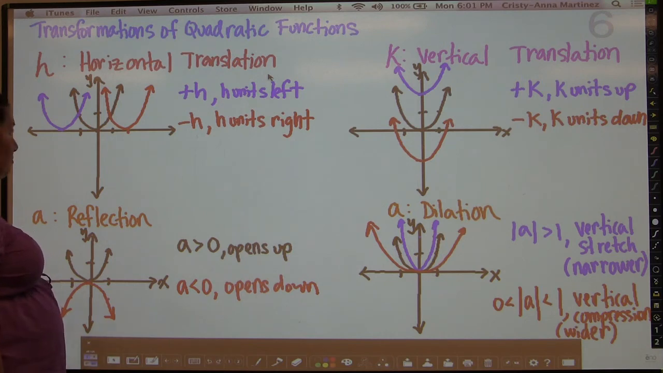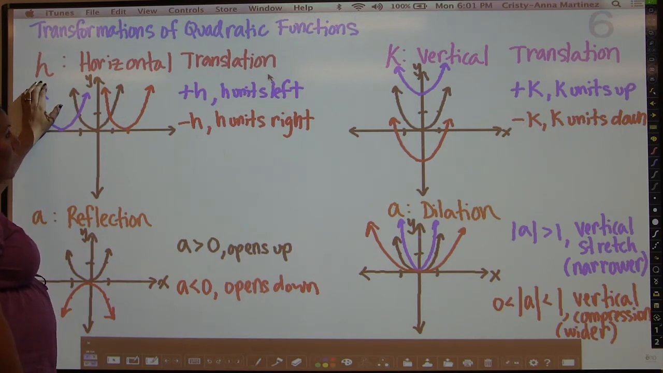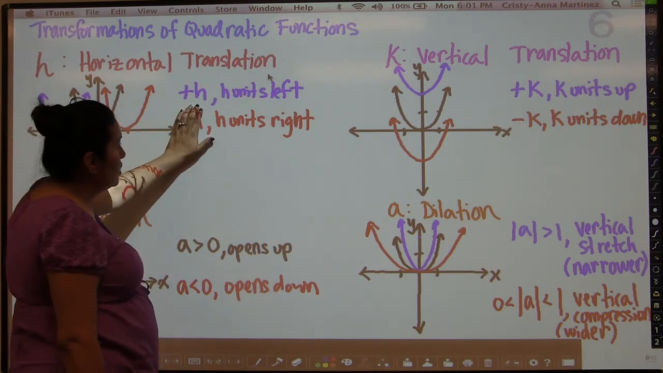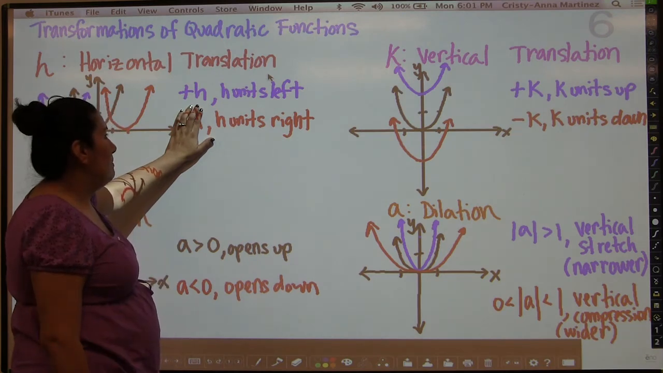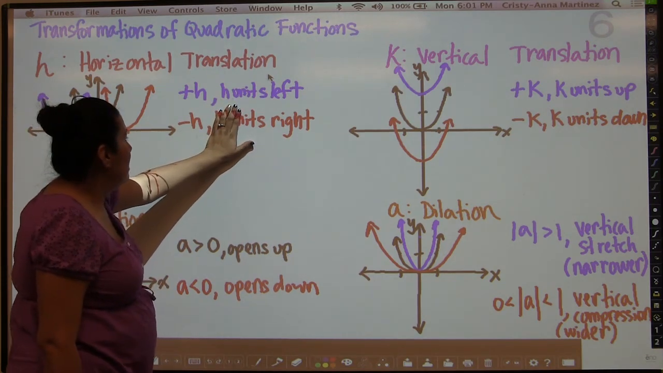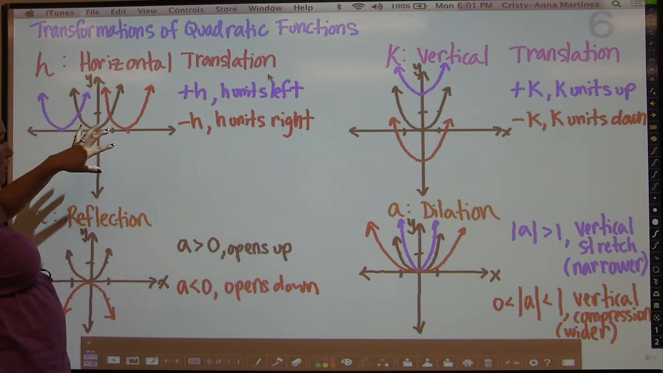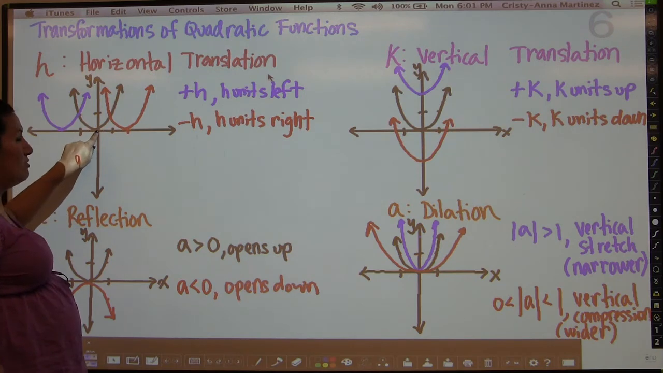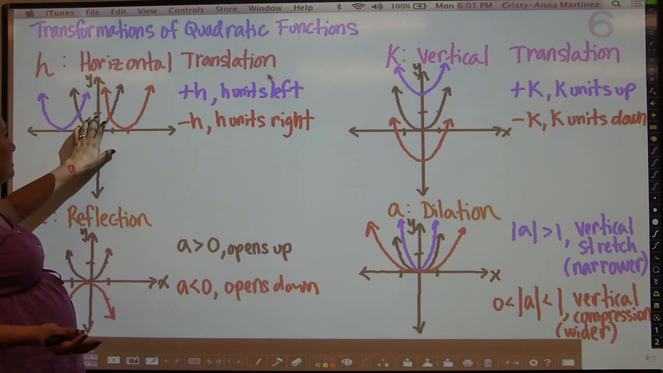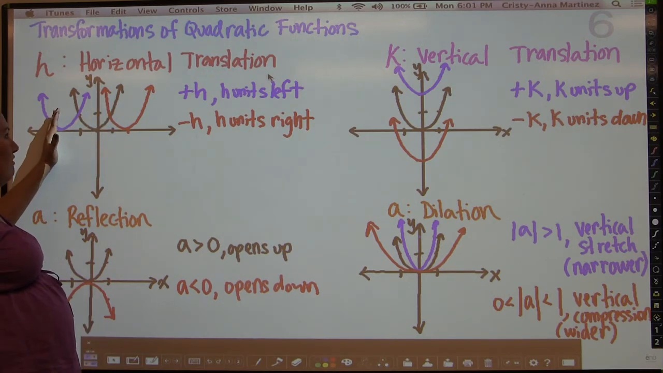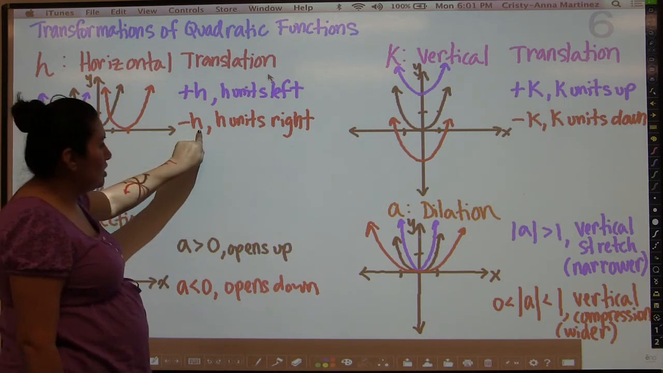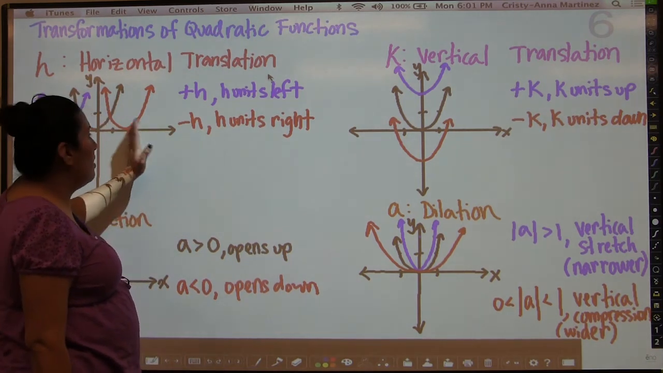So, first of all, we have the horizontal translation, and that is determined by the letter H in the vertex form. And so basically, if you have a plus H in the parentheses, then that means that you're going to go H units to the left, and that's color coordinated here. The black graph represents the parent graph, the original graph, and when you move it to the left, it's going to be the exact same graph, just shifted however many units H is to the left. If you have a minus H inside the parentheses, then you're going to shift it to the right.